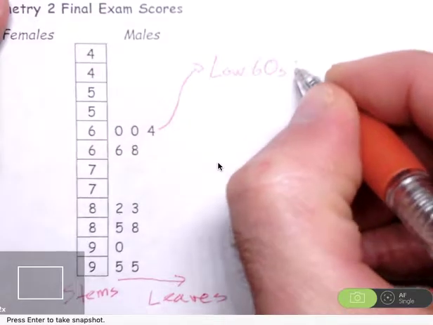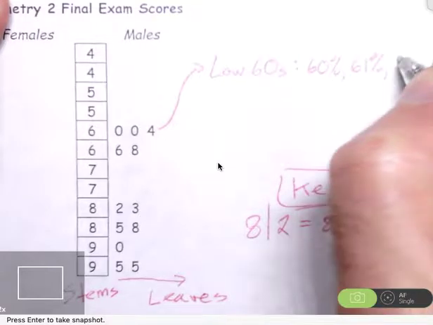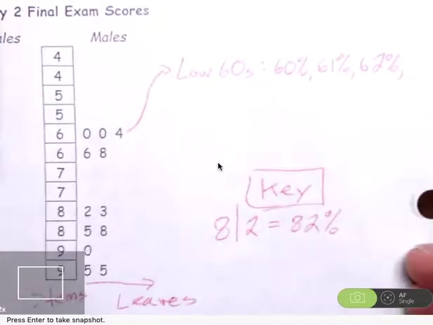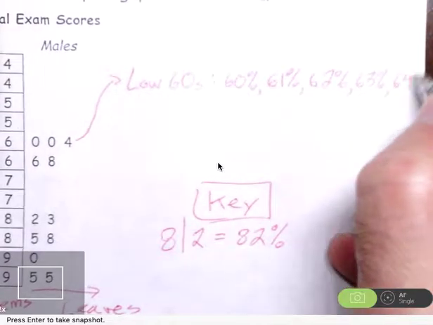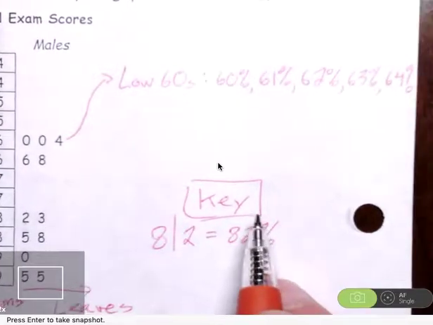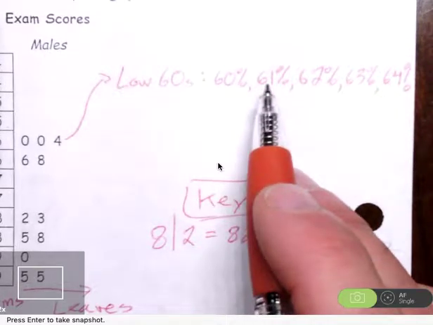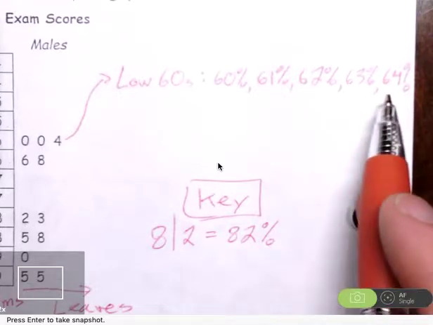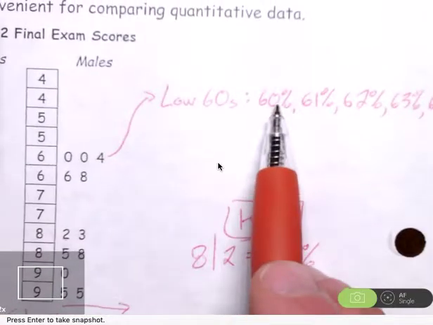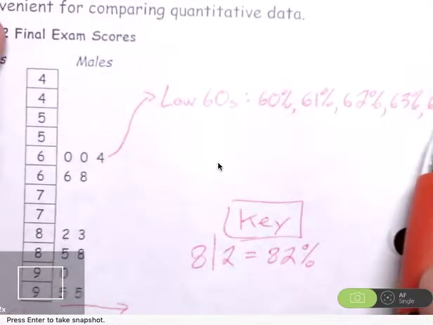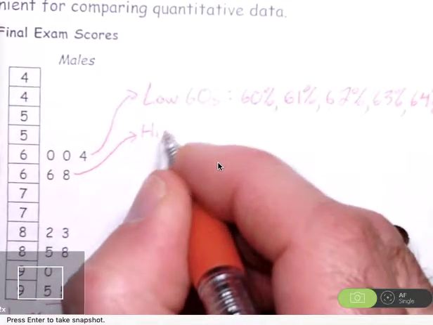The scores that would fit into the low 60s would include exam percentages of 60%, 61%, 62%, 63%, or 64%. So notice there are 5 percentages that we would consider the low 60s. So next to this stem, the leaves that we would include would be 0, 1, 2, 3, and 4, the ones place. Here, the upper stem represents the high 60s.